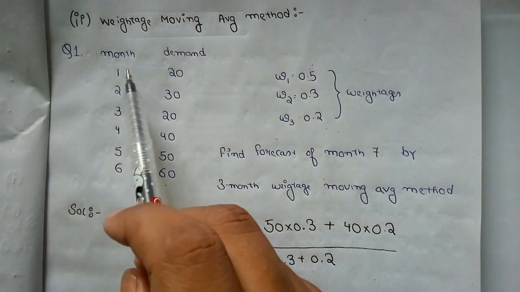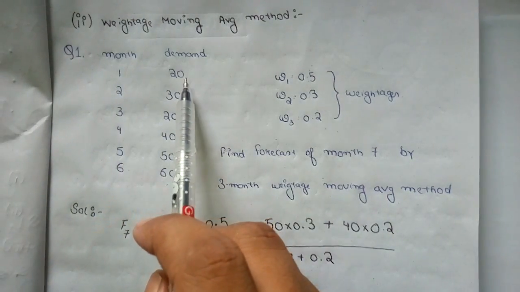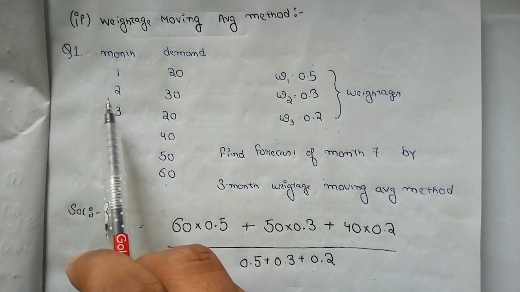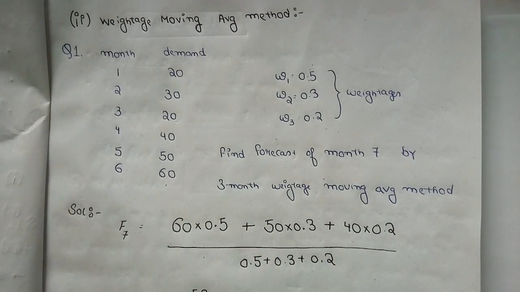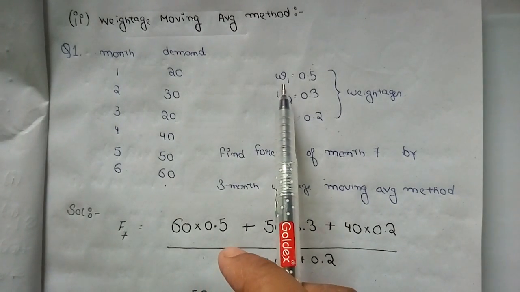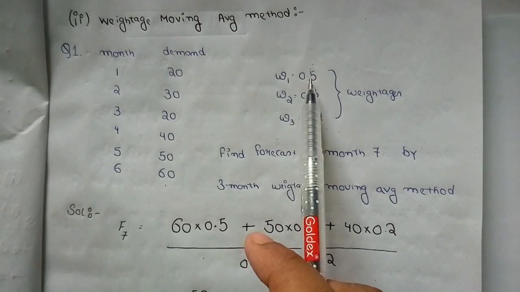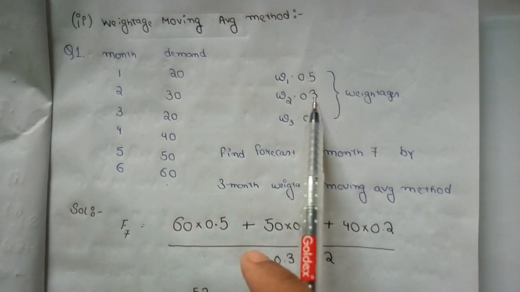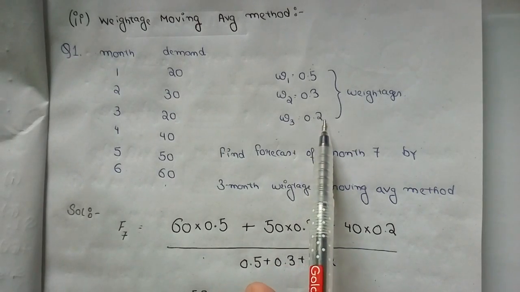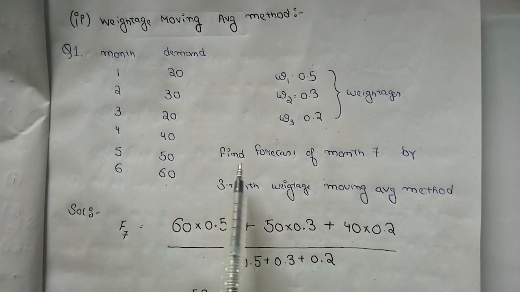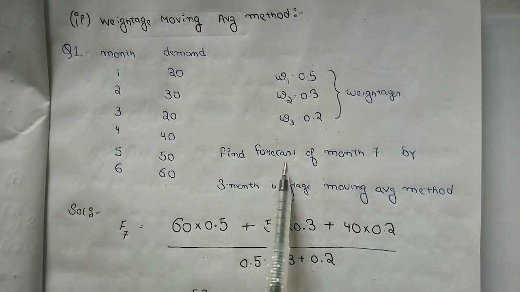Okay, so here it is given that in month 1 the demand was 20, in month 2 it was 20, in month 3 it was 30, in month 4 it was 40, in month 5 the demand was 50, in month 6 the demand was 60, and we are given these weightages: W1 equals 0.5, W2 equals 0.3, W3 equals 0.2. So these are the weightages. Now the question is to find the forecast of month 7.